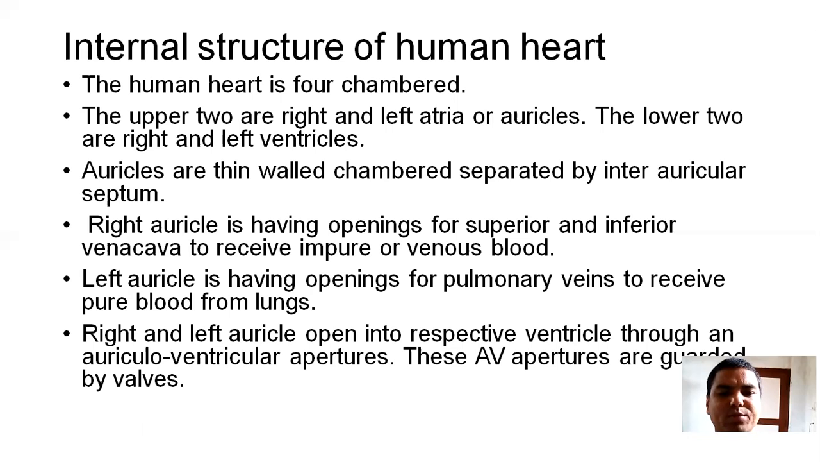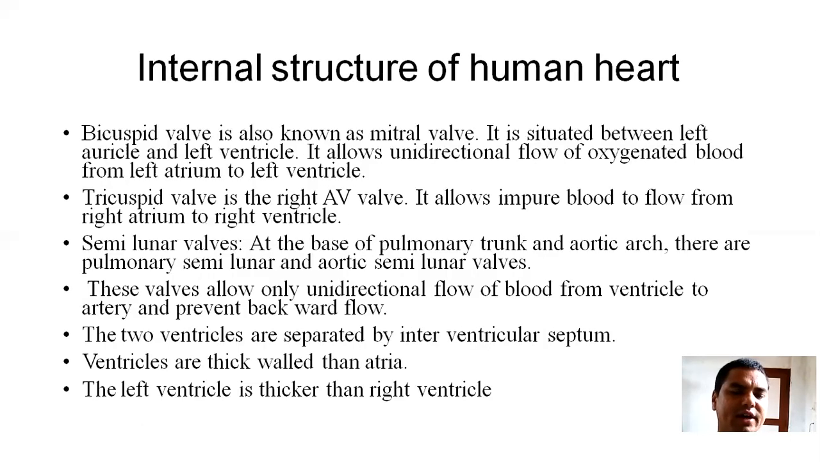The right and left auricles open into the respective ventricles through an auriculoventricular aperture. These AV apertures are guarded by valves. AV apertures consist of two valves: the bicuspid valve and the tricuspid valve. The bicuspid valve is also known as the mitral valve. It is situated between the left auricle and the left ventricle. It allows unidirectional flow of oxygenated blood from the left atrium to the left ventricle.